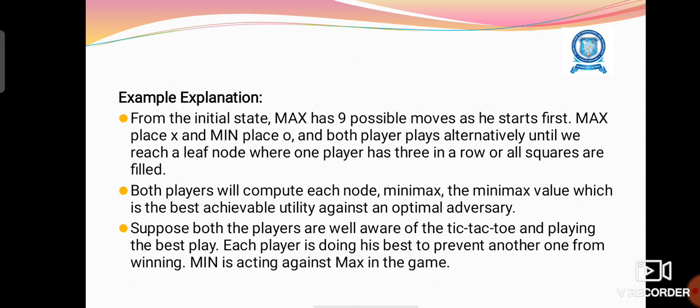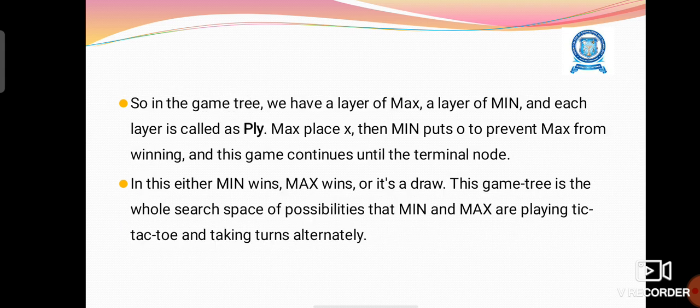Both players play alternately until we reach a leaf node where one player has 3 in a row or all squares are filled. Both players will compute each node's minimax value, which is the best achievable utility against an optimal adversary. Suppose both players are well aware of tic-tac-toe and are playing the best play. Each player is doing his best to prevent the other from winning. Min is acting against max in the game. So in the game tree, we have a layer of max, a layer of min, and each layer is called a ply. Max plays X, then min puts O to prevent max from winning, and this game continues until the terminal node.